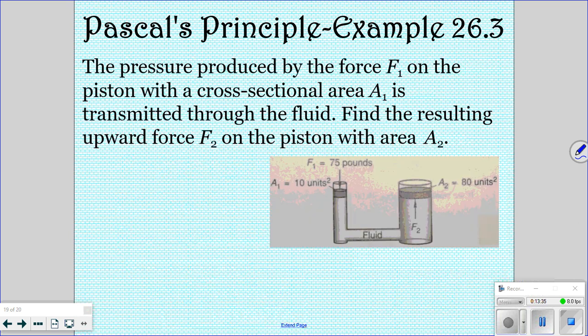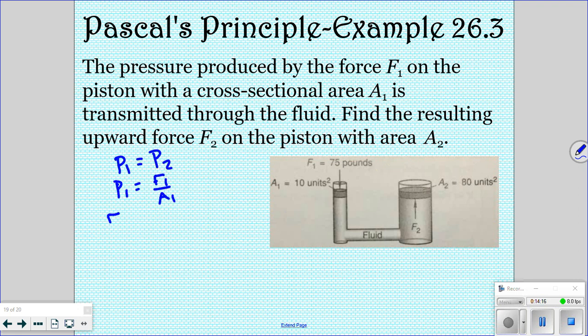Looking at one more example, they tell us the pressure produced by F1 and area 1 is transmitted through the fluid. Find the resulting F2 force on the piston with area of A sub 2. So this is where we're going to use a formula from Pascal's principle. The pressure on one side has to equal the pressure on the other side, and P1 equals F1 over A1. So we can actually say F1 over A1 equals F2 over A2. And then we can just plug in what we're given. So F1 is 75, A1 is 10. We don't know F2, that's what we're looking for, but A2 is 8.